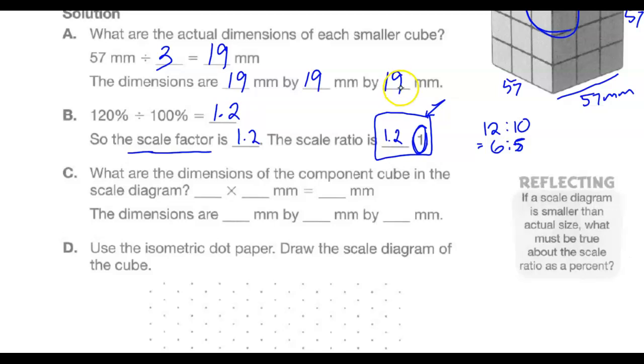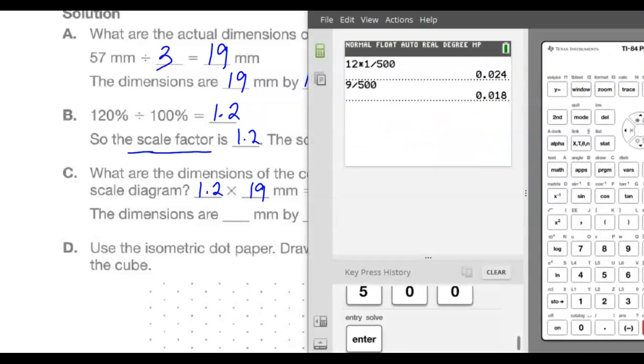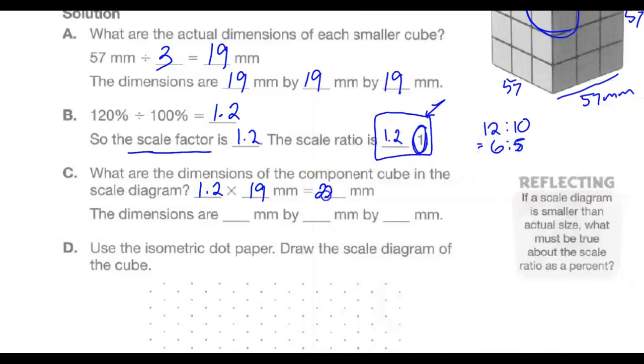So this is 19 millimeters in real life. So we need to multiply by 1.2. And so it's going to be the same all the way around. So 1.2 times 19 is 22.8. So 22.8 millimeters, 22.8, 22.8.